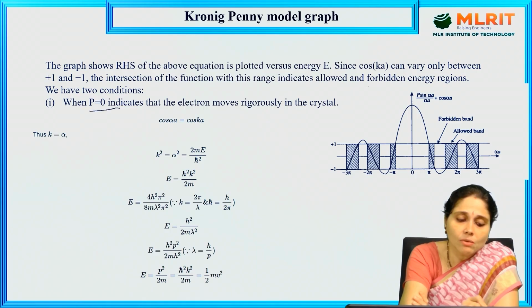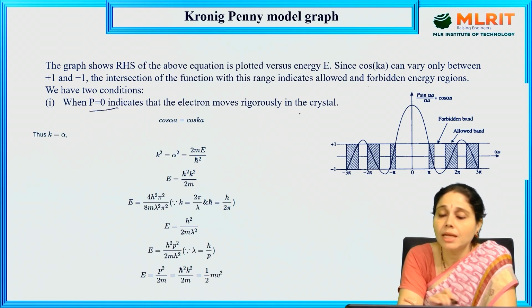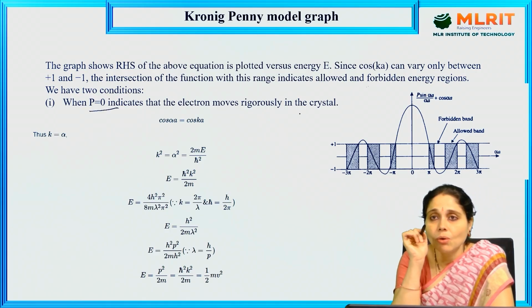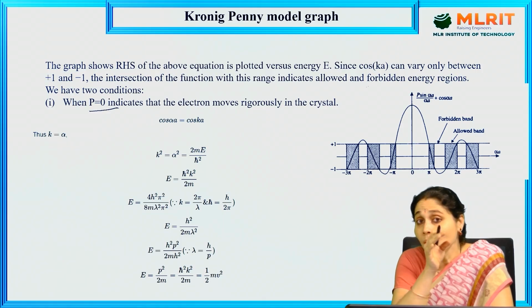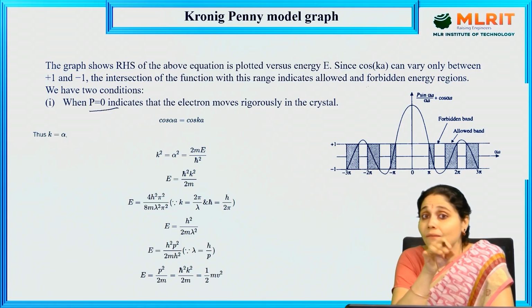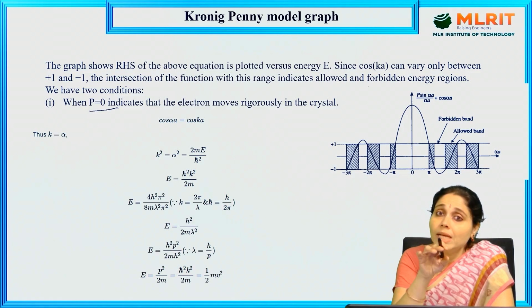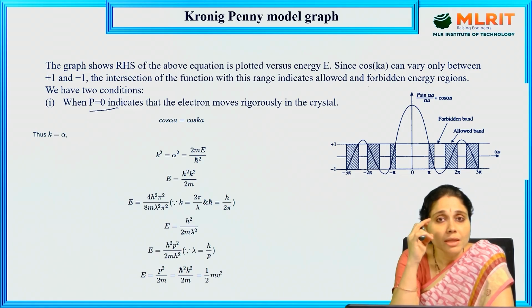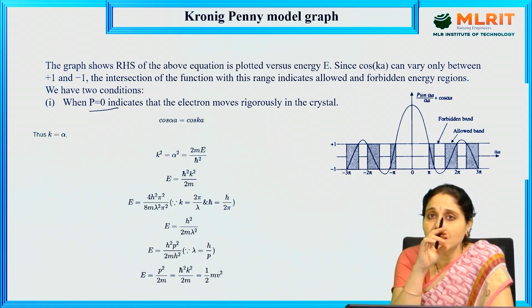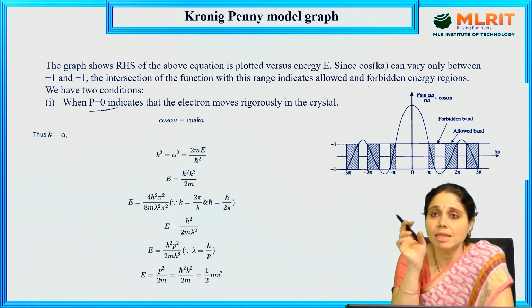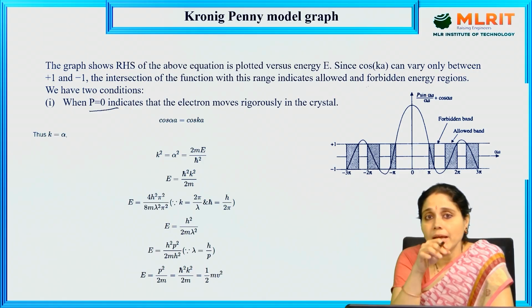So when P equals 0, it indicates that the electron moves freely in the crystal. Remember, we are keeping in mind that whenever the potential energy is 0, the electron movement will be there. Why? Because the electron movement always has kinetic energy with it. When the potential energy is 0, the kinetic energy takes its form, and therefore the electron moves freely within the crystal.